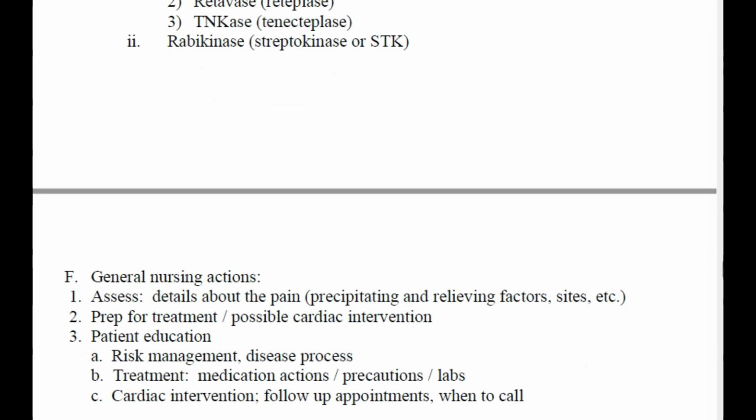Some general nursing actions to remember is, again, assessing: details about the pain, precipitating and relieving factors, and the site. Also preparing for treatment, especially for possible cardiac interventions. And also, if we know that the patient will need thrombolytics, a lot of the time we try to do the invasive procedures ahead of time, such as ensuring that we start all the IVs needed and starting the Foley catheter, because if we do it after giving the thrombolytics, that can cause large amounts of bleeding that may be hard to control if we don't do it before starting the medication.